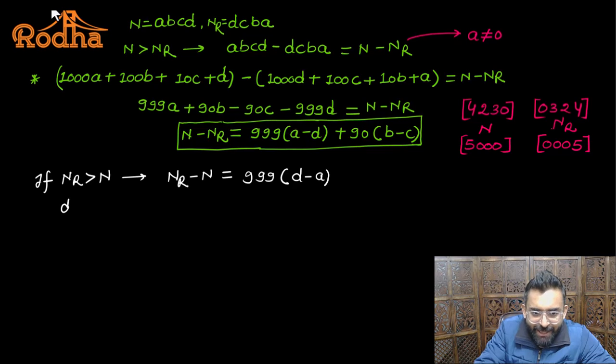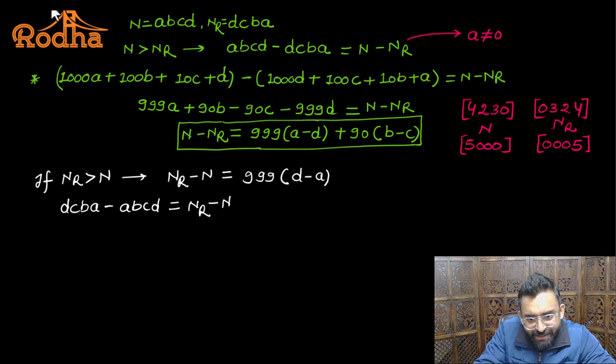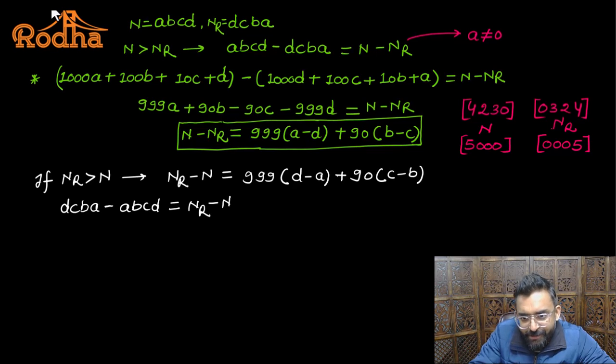It is DCBA minus ABCD. I'm trying to calculate the number obtained after reversing the digits minus N. So if we expand this, it's going to be the reverse of the original result which I'm getting here. So D minus A, and again it is going to be 90 times C minus B. C minus B. Do you agree with this?